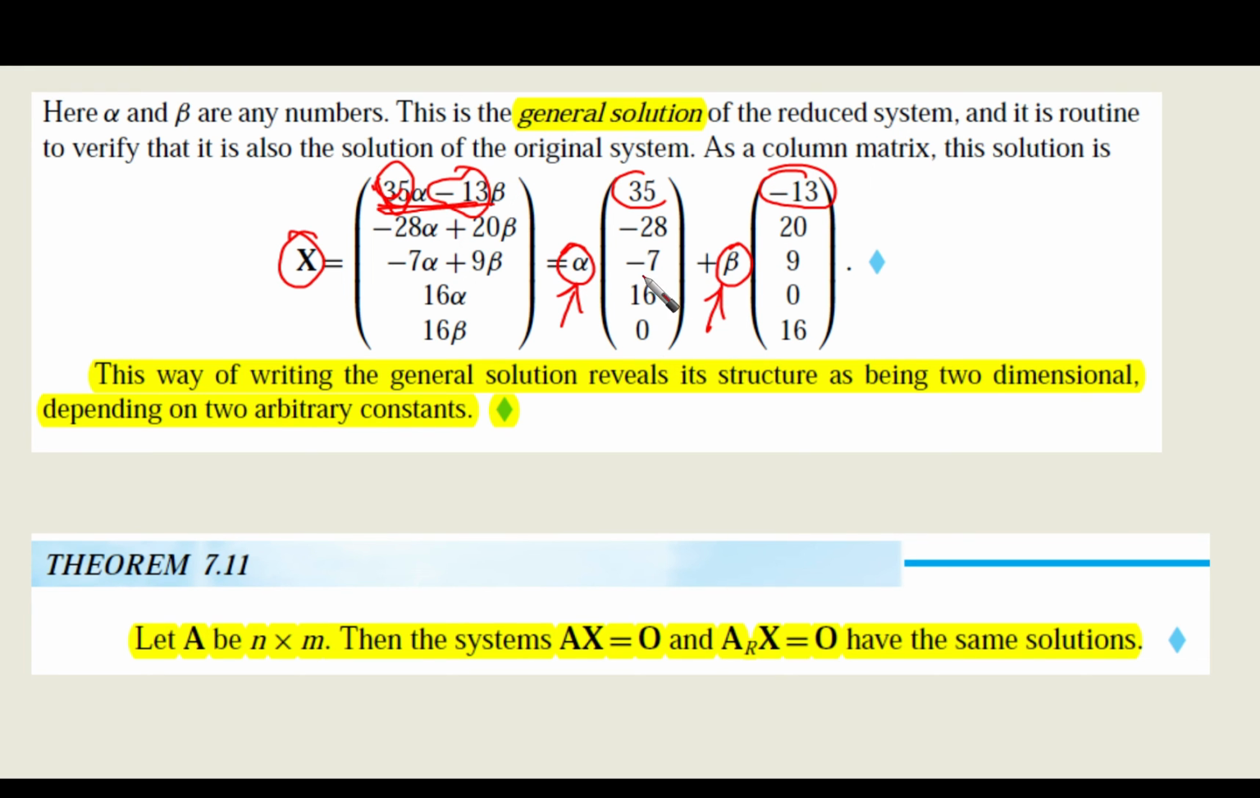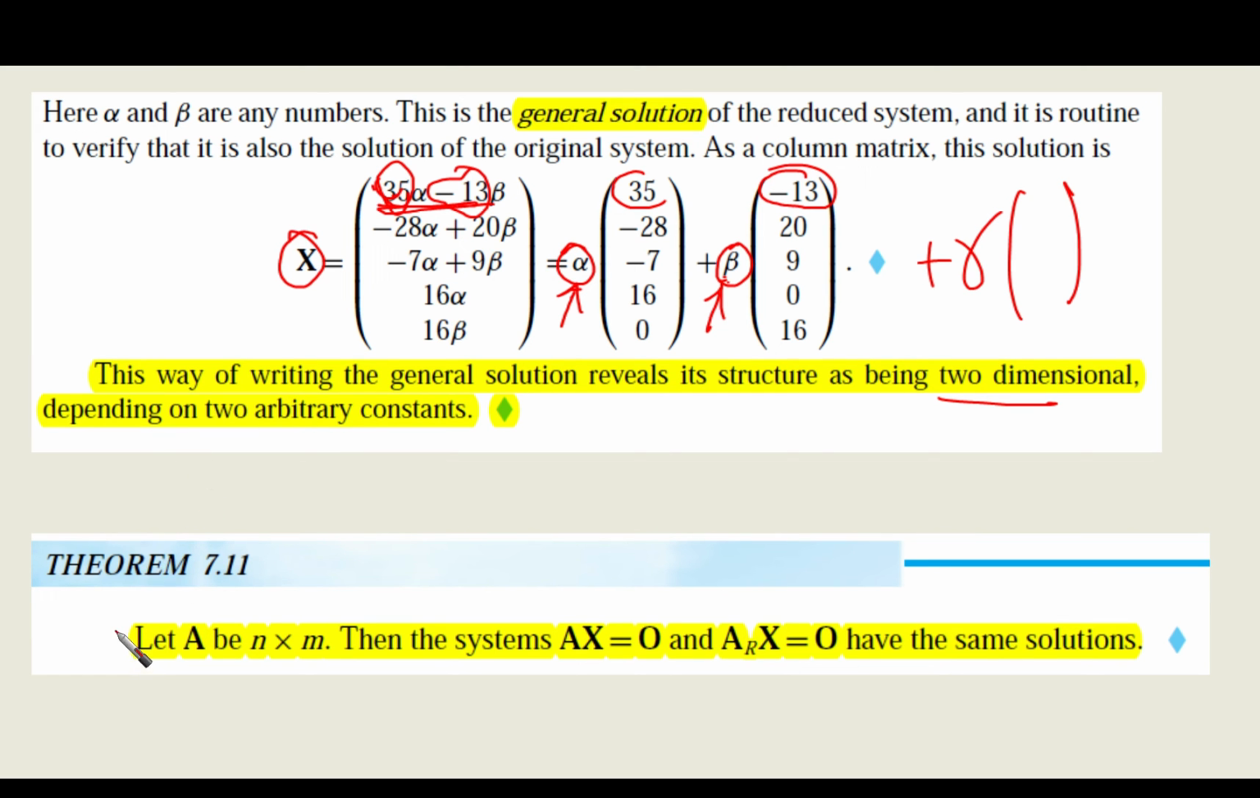So we can say the dimension of this solution is 2. The dimension is 2, or it is a two-dimensional solution, meaning that it depends on two free variables. Okay. This way of writing the general solution reveals its structure as being two-dimensional. Whenever you see two vectors and two parameters here, this means that this is two-dimensional. If there is something else that I add, for example, like gamma, and there is another vector, then it is three-dimensional. This is a better way of representing the general solution of a homogeneous system. Okay.